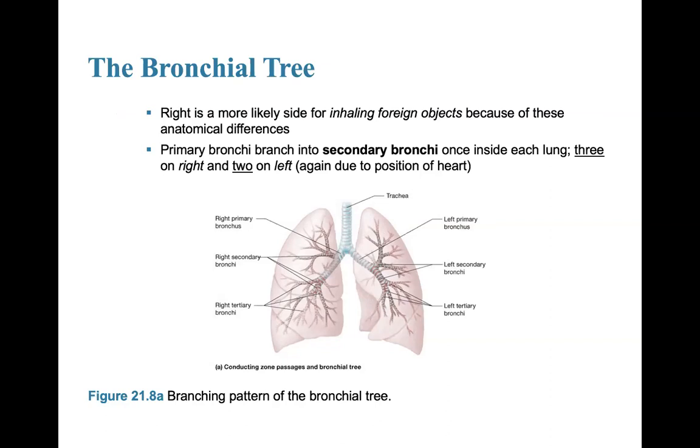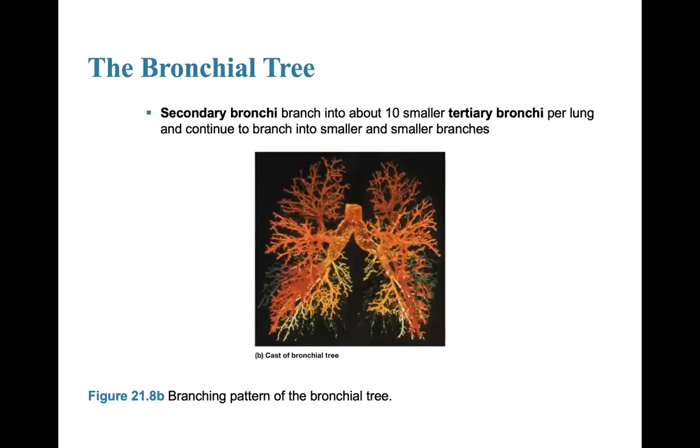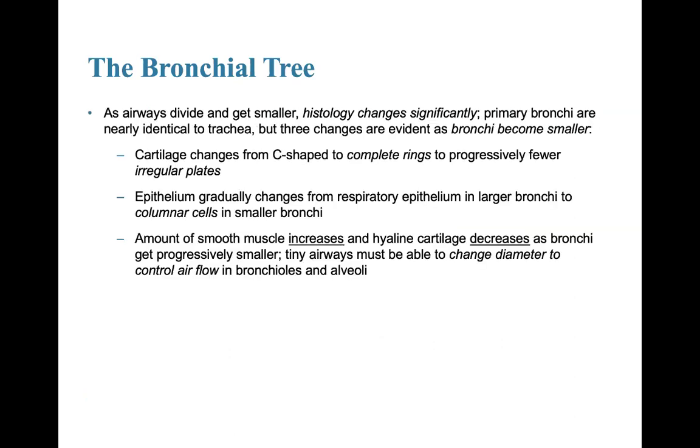The primary bronchi will branch into secondary bronchi once inside each lung, and you're going to have 3 secondary bronchi for the right lung, 2 for the left lung. And the reason why you have 2 on the left side and 3 on the right side is because each secondary bronchus will feed into a lobe of the lung. So the secondary bronchi will then branch into about 10 smaller tertiary bronchi per lung and continue to branch into smaller and smaller branches. As the airway divides and gets smaller, the histology changes significantly.